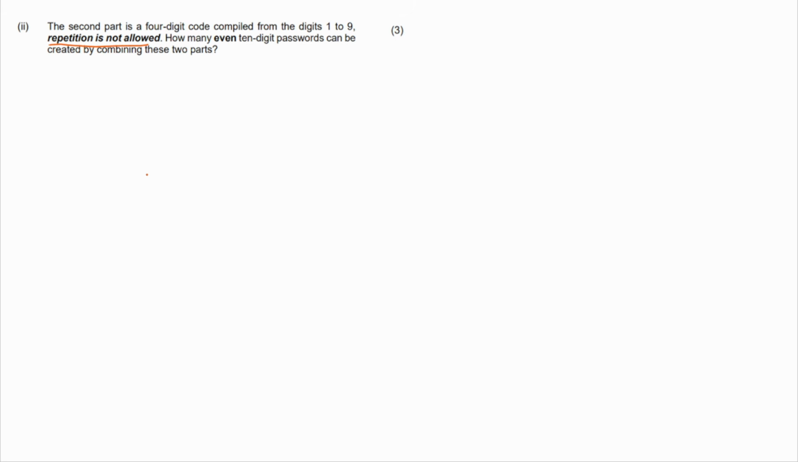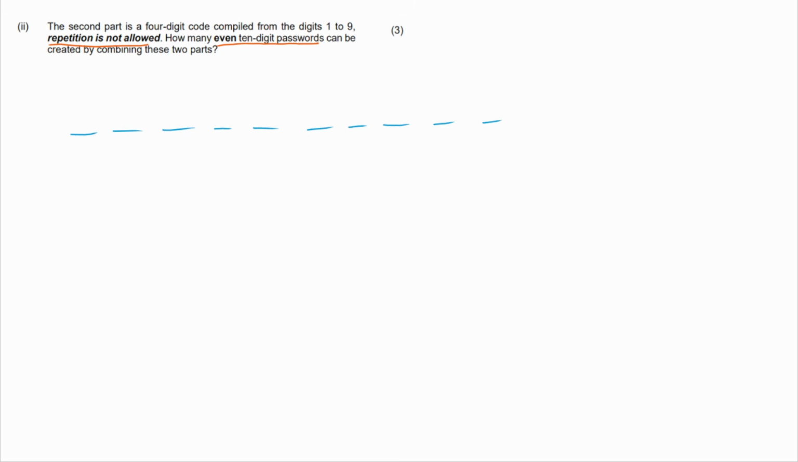And now they say how many even 10-digit passwords can be created by combining these two parts. So we need to combine these two parts. It's a 10-digit password, so there's 10 slots for us to put these digits in. So how many do you have there? 5, 6, 7, 8, 9, 10.